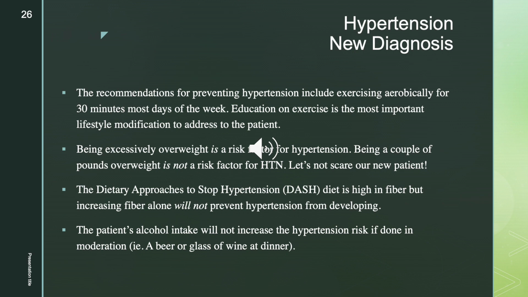Make sure that they understand that the DASH diet is a high-fiber diet, but increasing fiber alone is not going to prevent hypertension from developing. Alcohol intake is not going to increase the hypertension risk if done in moderation. If you overdo it, obviously that is going to affect your blood pressure, but if you have a beer or glass of wine at dinner, that is not going to be a significant risk factor increase in hypertension. So keep that in mind and commit that to memory as well.